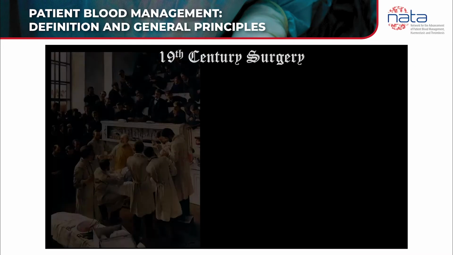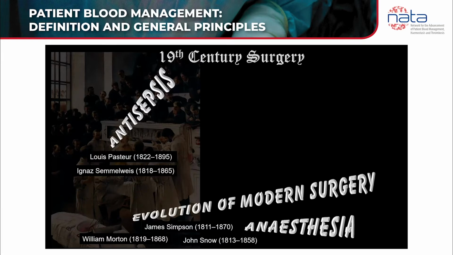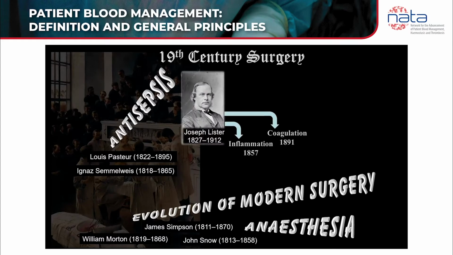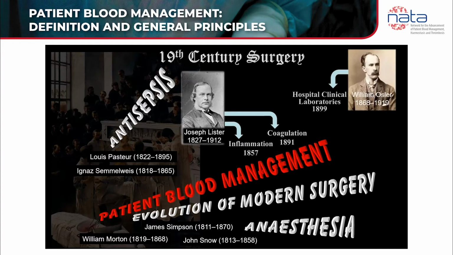So in the 19th century, we have medicine becoming scientific, particularly with the development of anaesthesia and antisepsis, which allowed the evolution of modern surgery. I would like to mention one particular person here, and that is Joseph Lister, not only a great surgeon who introduced antisepsis, but he also had a major interest in the blood and wrote major articles on inflammation and blood coagulation. So there was an interest in patient blood management evolving during the time of modern surgery.